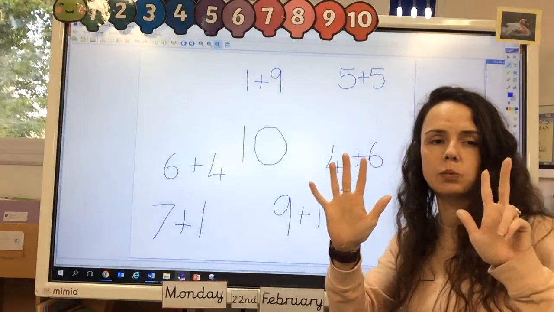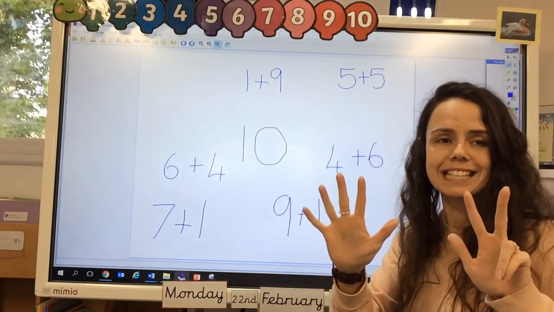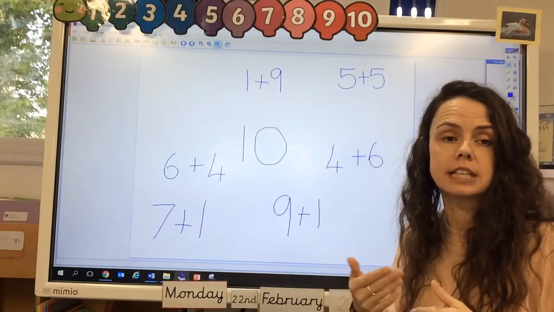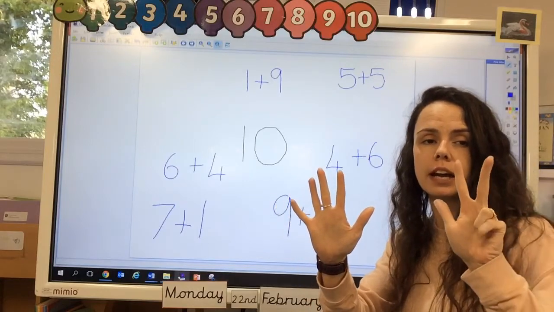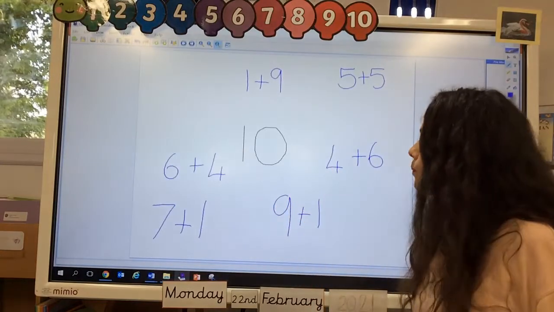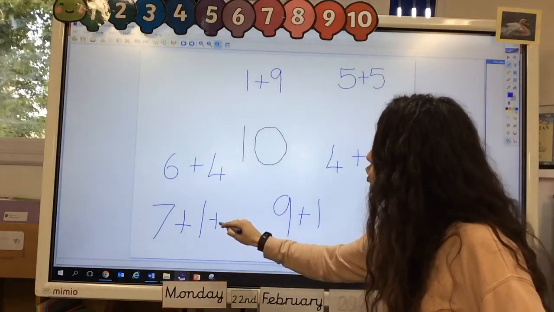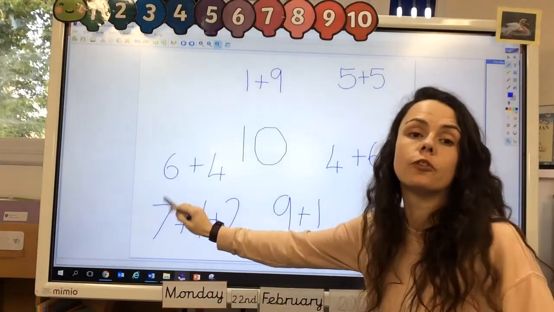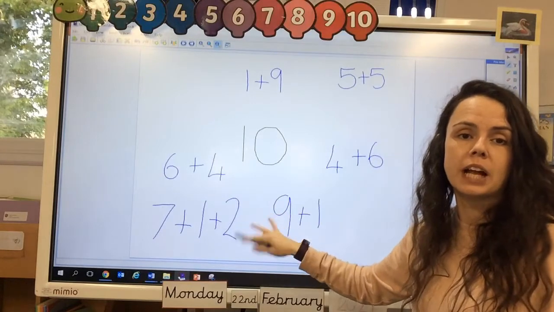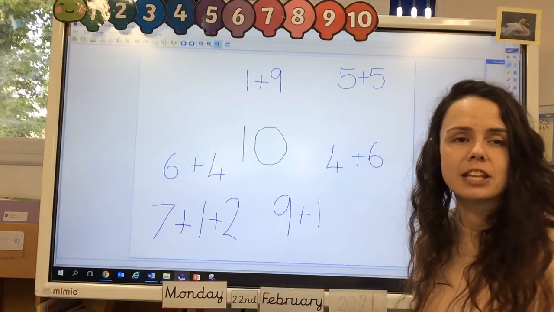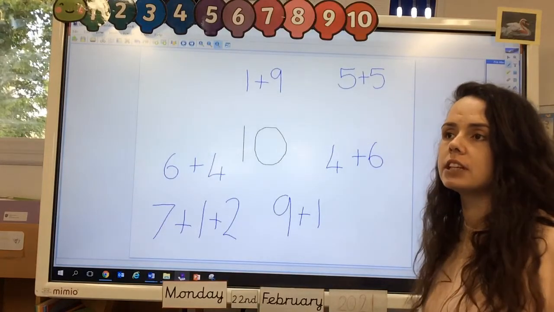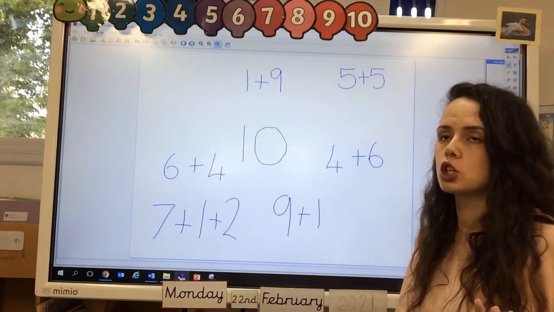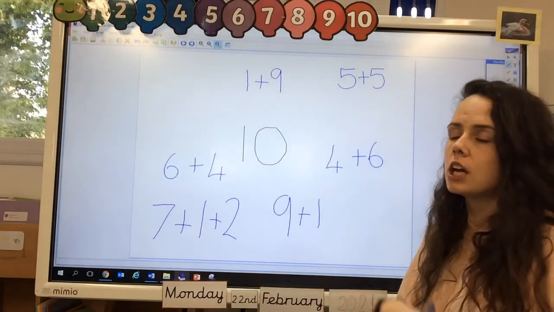7 fingers add 1 finger makes 8. How many more do I need to add on to get to 10? So 7 add 1, add how many? 2. This here is what's called a 3-number addition. I want to know if there's any 3-number additions that you know of how to make 10. So I add 7 things and I add on 1 more and then I add on 2 more. That gets me 10.